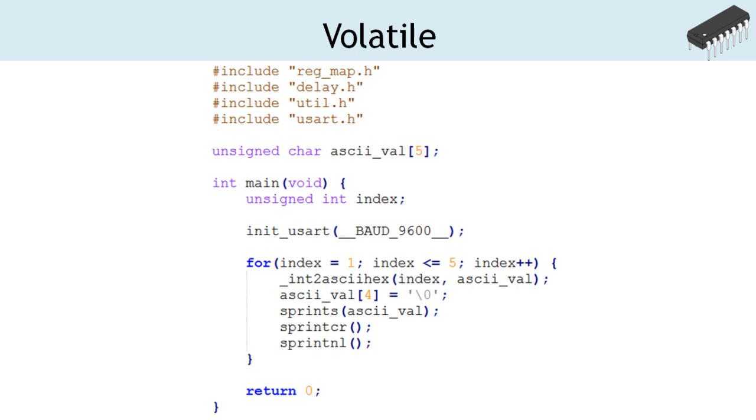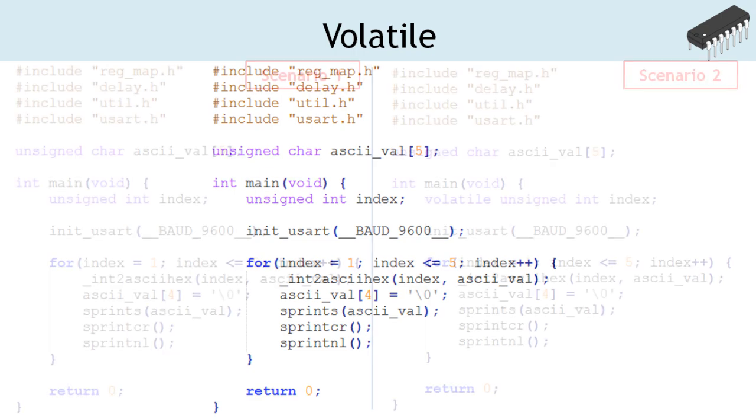Here, I have a simple code to print the value of the loop counter in hexadecimal on the serial channel. The loop is implemented using the for construct, and the variable index of type unsigned integer is used as the loop counter. The loop runs 5 times, prints the value of the index, and exits.